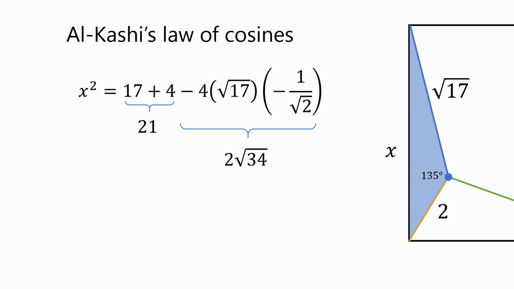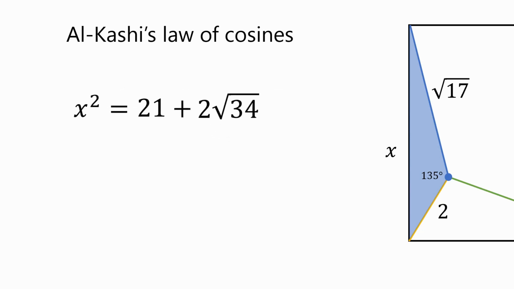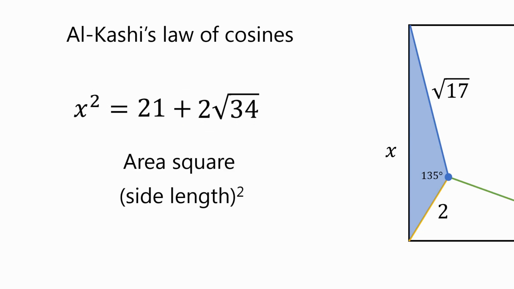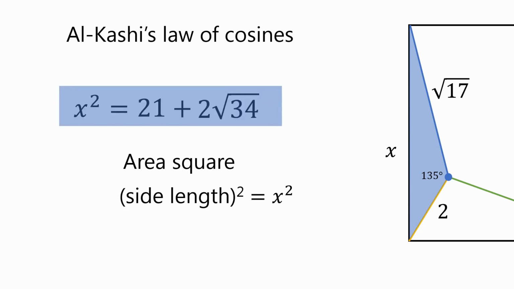Now recall we want the area of the square, and the area of the square is exactly its side length squared, which is equal to x squared, and we've already solved for that. So that's our answer. The area of the square is 21 plus 2 times the square root of 34.